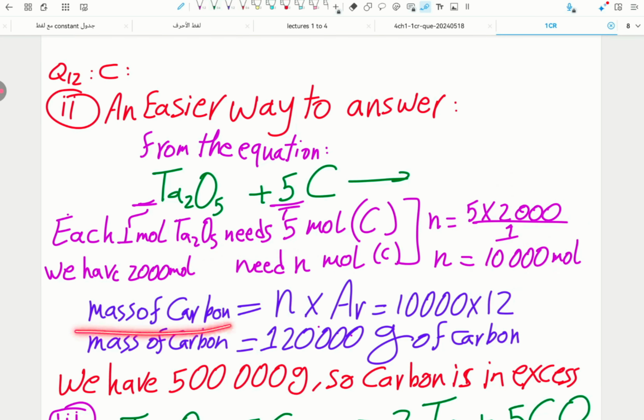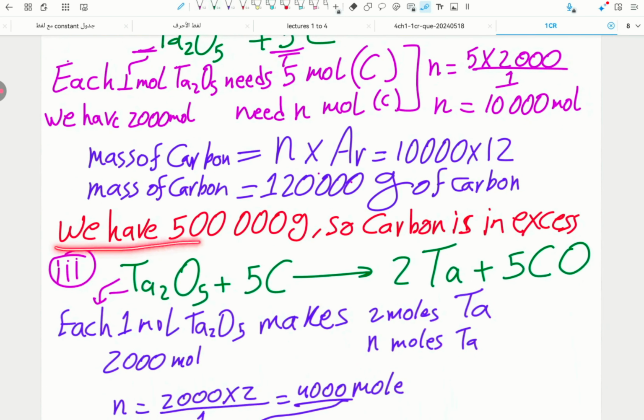So what is the mass of carbon? The mass of carbon is number of moles multiply the AR. So here we need 10,000 moles of carbon multiply the AR, which is 12. So we need 120,000 grams of carbon to react with 2,000 moles of tantalum oxide. So we have 500,000, so carbon is in excess.